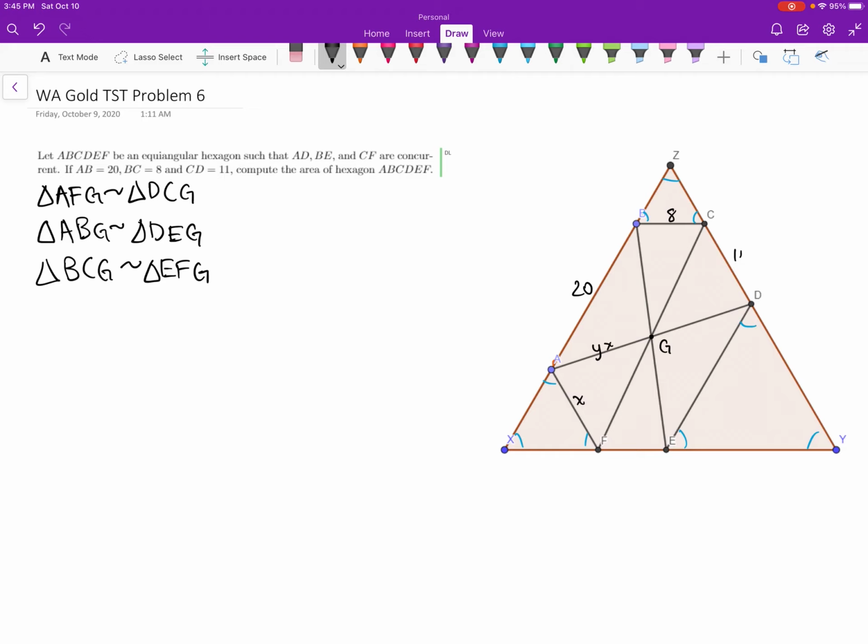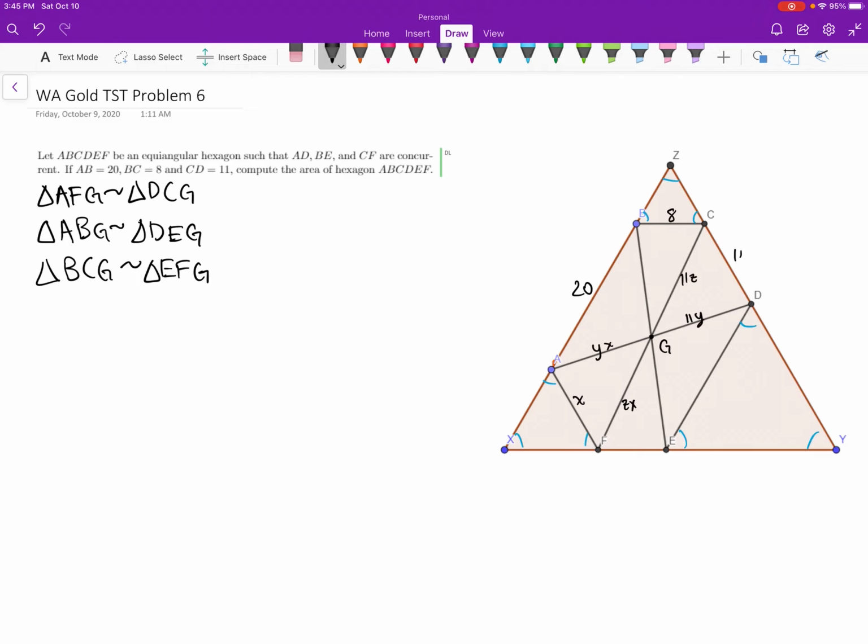By similar triangles, we can get that DG is going to be 11 times x, and if we say that this is some variable z times x, then we can get that this is also 11 times z. This is because of, well, this should be 11 times y actually, sorry. But that's because of the similar triangles.